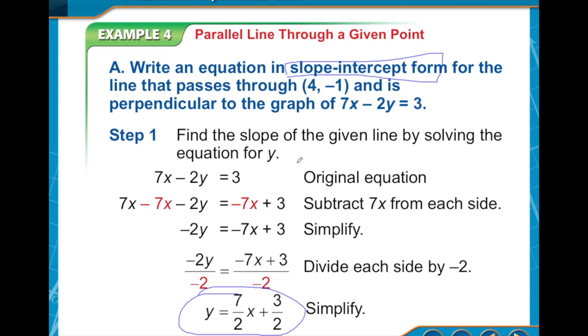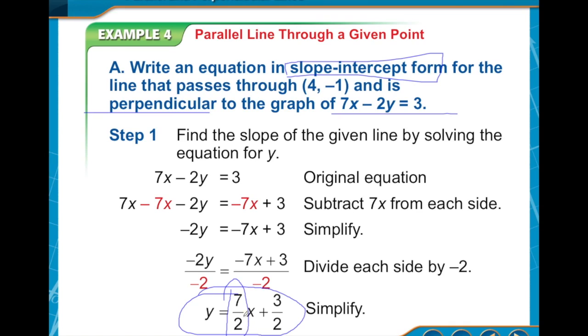So the first piece we did here was to solve this equation for y so we could find out what the slope is. The slope for this line given is 7/2. But they tell us the line we want is perpendicular to this one. So what is a slope that's perpendicular to 7/2?